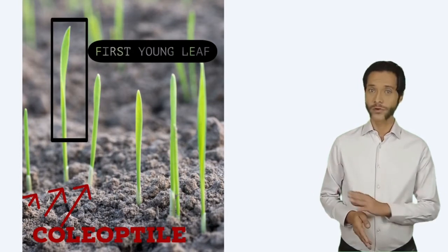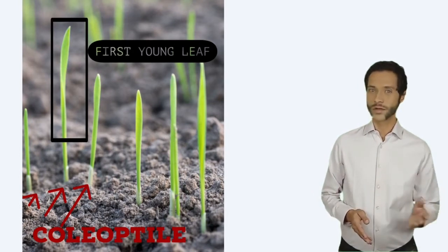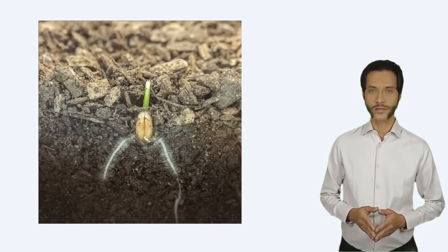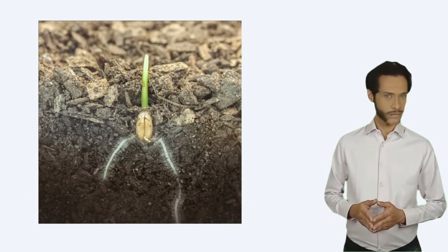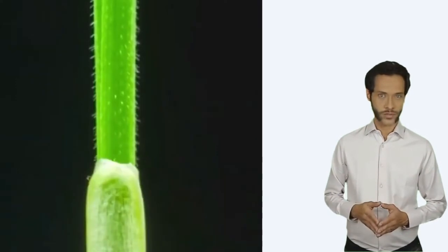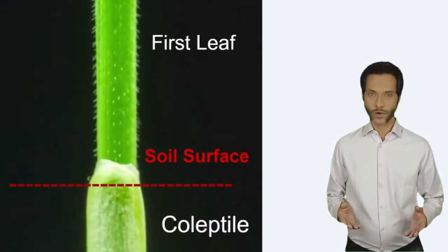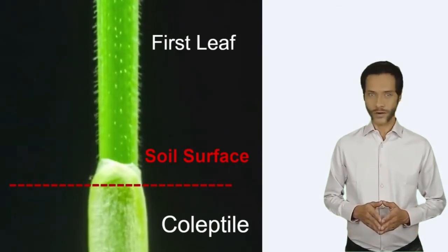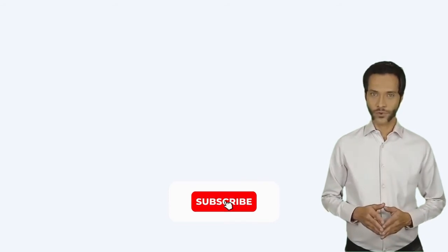The coleoptile is a protective covering that shields the plant's new leaves as it grows up through the soil until it reaches the soil surface. When the coleoptile reaches the soil surface, it stops growing and the first leaf emerges from the coleoptile's tip. The maximum length to which the coleoptile will develop has lately been discovered to decrease when soil temperature rises.